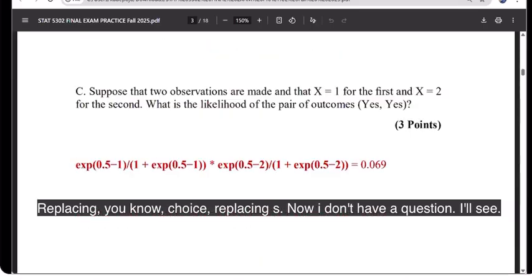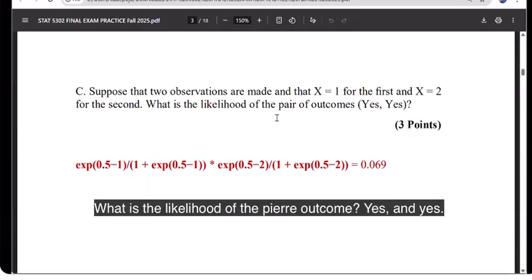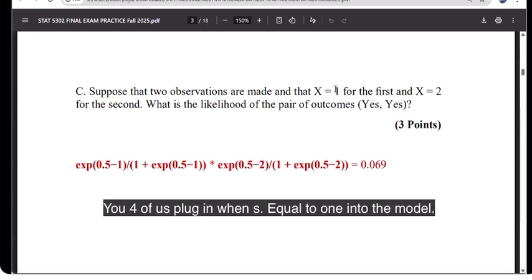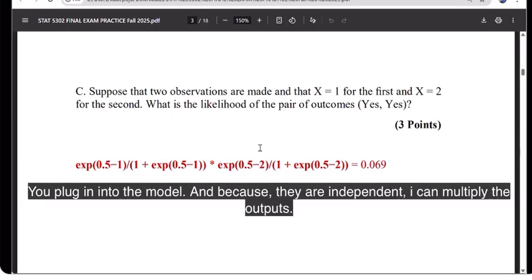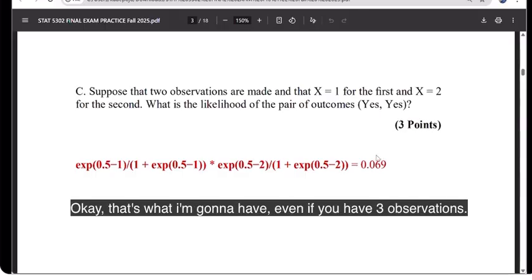Now, another question says, suppose that two observations are made and that s equals 1 for the first and s equals 2 for the second. What is the likelihood of the pair outcome yes and yes? That can be independent. You plug in when s equals 1 into the model, you plug in when s equals 2 into the model, and because they are independent, I can multiply the outputs. So when I multiply out, that's what I'm going to have.